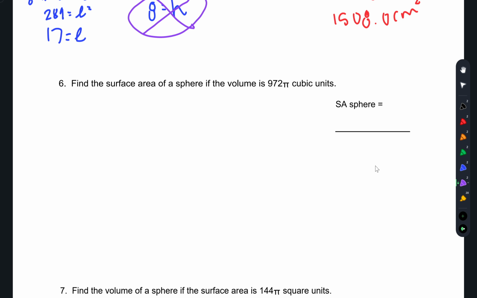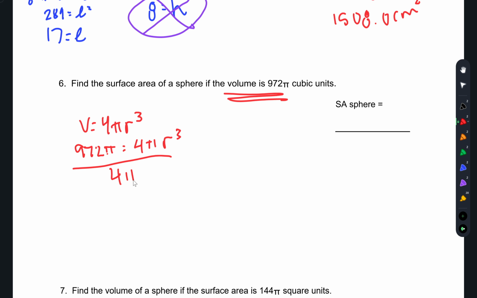Number 6, find the surface area of a sphere if the volume is 972 pi cubic units. So I need to start with the volume formula for a sphere. Volume formula is 4 pi r cubed. I'm going to fill in what I know. 972 pi is the volume. And I don't know anything about that radius, so I'm going to leave it like that. I'll divide everything by 4 pi to get 729 equals r cubed.